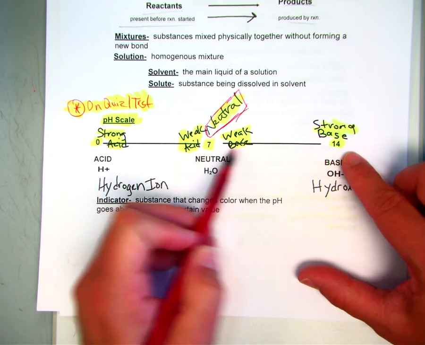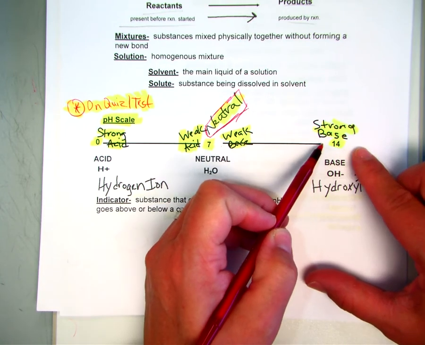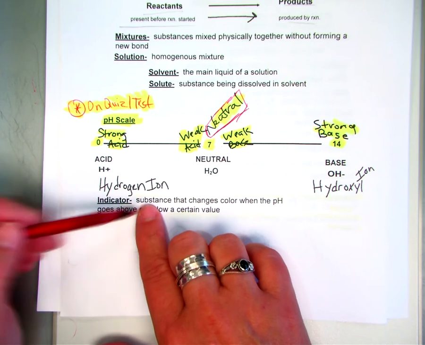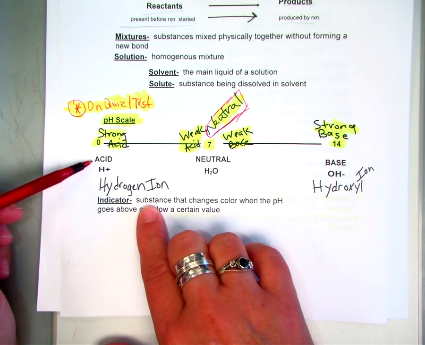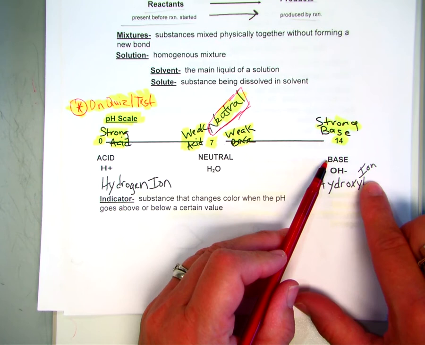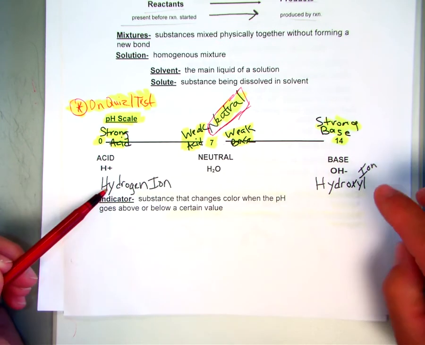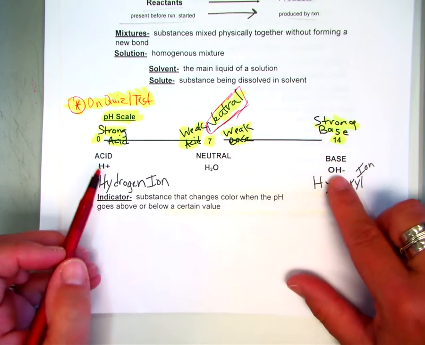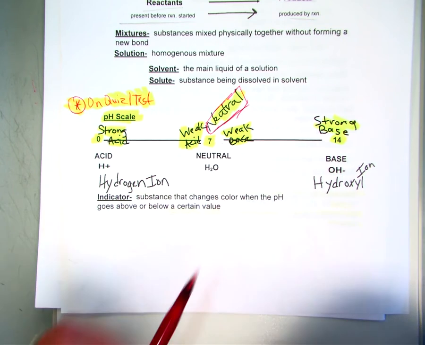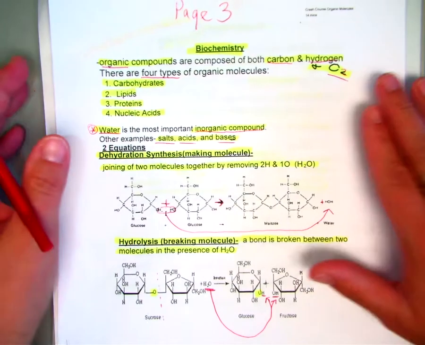A base is 8 to 14. A strong base would be like 13, 14. A weak base like 8 or 9. We talked about hydrogen ions being part of the chemical makeup of acids, and hydroxyl ions go with the base. Put a hydrogen ion together with a hydroxyl ion, so an H, an H, and an O, what do you get? Water, that it's neutral.